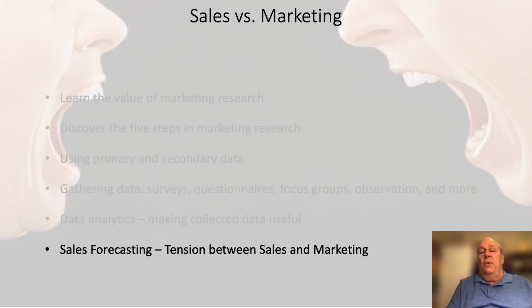And finally, sales forecasting is a natural tension between most sales and marketing teams and managers and executives. Marketing wants more products sold at higher profit levels, and sales wants the same thing if customers in the market indicate that the forecast levels can be achieved. We called it stretch budgeting. And come on, guys, you can sell more.